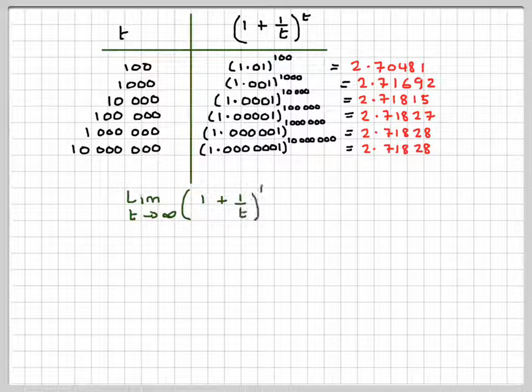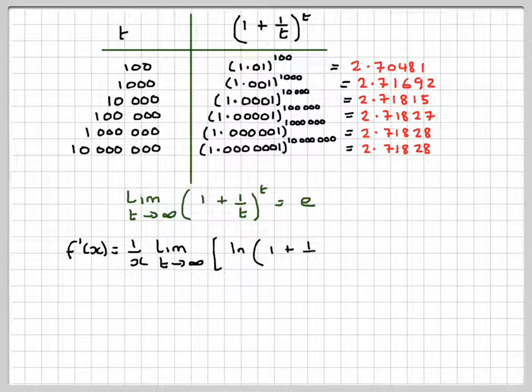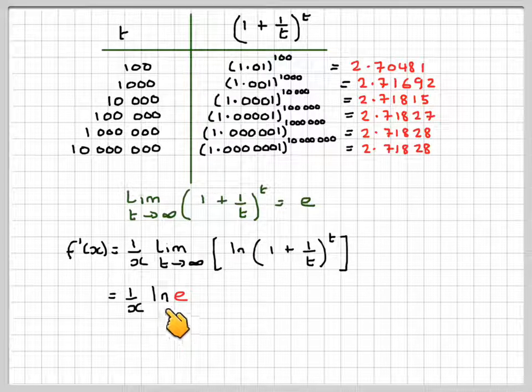So we can say the limit as t goes to infinity of (1 plus 1 over t) to the power of t is equal to e. If that's true, going back to our problem, f dash of x is the limit of t going to infinity of ln of (1 plus 1 over t) to the t. That would be 1 over x ln of e. Now, ln of e is equal to 1.